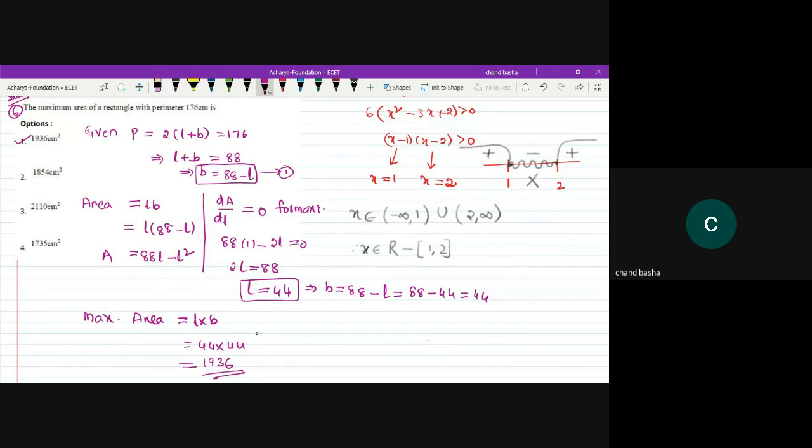We take perimeter, which is already given to you. I am finding breadth, and we know that the area of the rectangle is L into B. So B will be converted in terms of L, and we can apply the differentiation for maximum. That is dA by dL is equal to 0. We are getting L and then B values. So B is equal to 44, L is also 44. So he's asking just the maximum area of L times B.